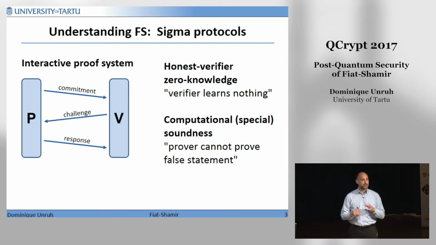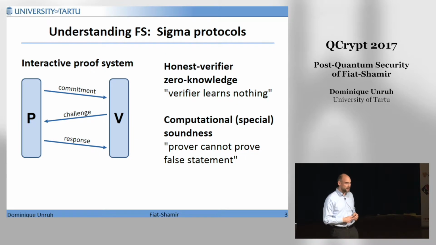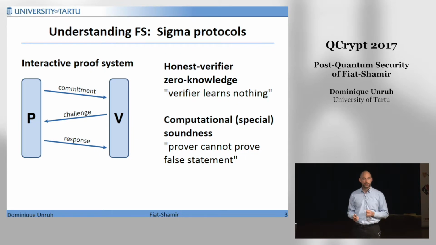So a Sigma protocol is again a proof system. So also something which a prover can use to convince a verifier of a certain statement, except that we do not require it to be non-interactive. Instead, a Sigma protocol has 3 messages. They are traditionally called commitment, challenge, and response.